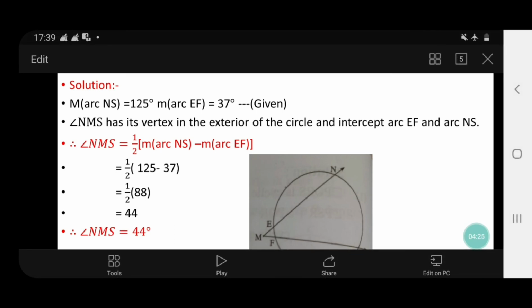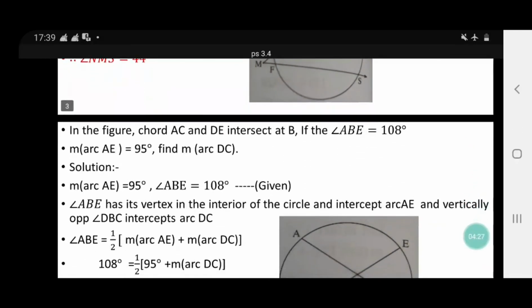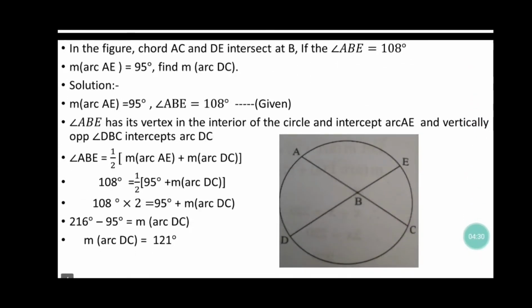Last problem. So the last problem, chords AC and DE are given to us, which intersect each other at point B. Angle ABE is given to us as 108. Measure of arc AE is given to me as 95, and we are supposed to find measure of arc DC. Okay, now measure of arc AE is 95, measure of angle ABE is 108.